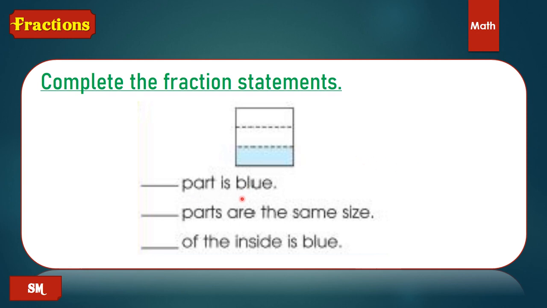Now, how many parts are blue here? One part. So write here one. One part is blue. Okay, how many parts are the same size? Count the whole parts. 1, 2, 3. I have 3 parts. Now, how many of the inside is blue? 1 from 3. 1 part from 3 parts. So I write here 1 over 3, or 1/3. I read it as 1/3.